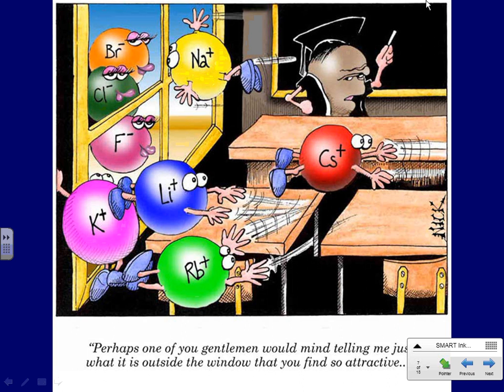Now just a little bit of a joke. That joke is on my home screen. I don't know if you ever watched it, you ever read it. But you see, once you've got the oppositely charged ions form, they clump together to form a solid. So here we go. Look at here. The guys are all the positive ions. And then here we've got the girls, the negative ions. Look at sodium here. Look at that guy. Anyway, so perhaps one of you gentlemen would mind telling me just what is outside the window that you find so attractive. And it's the oppositely charged ions. That's good stuff.